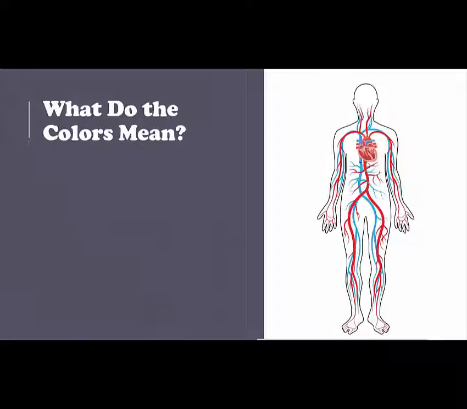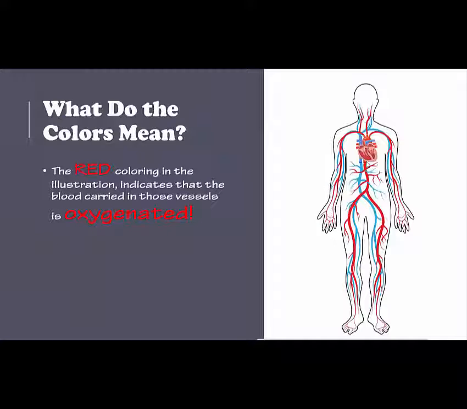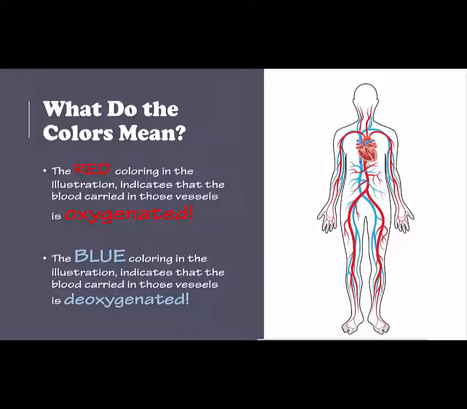What do the colors mean? The red coloring in the illustration indicates that the blood carried in those vessels is oxygenated. The blue coloring in the illustration indicates the blood carried in those vessels is deoxygenated.